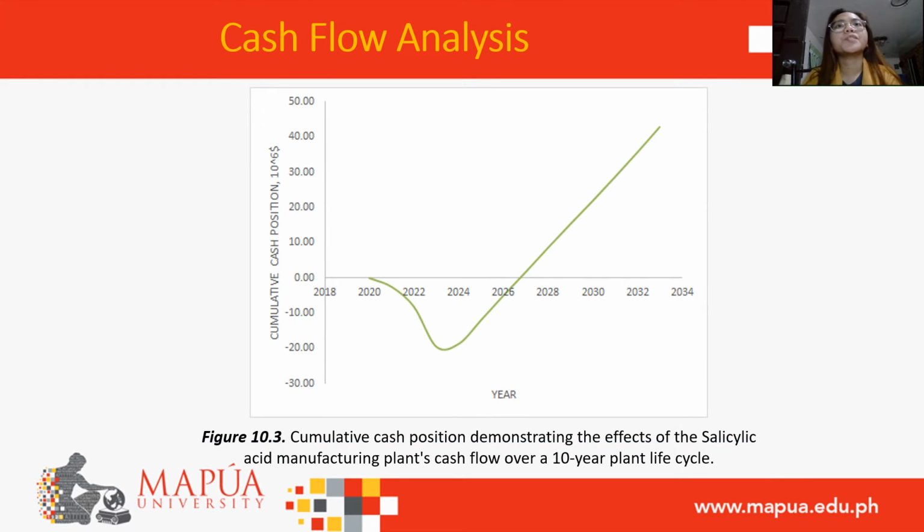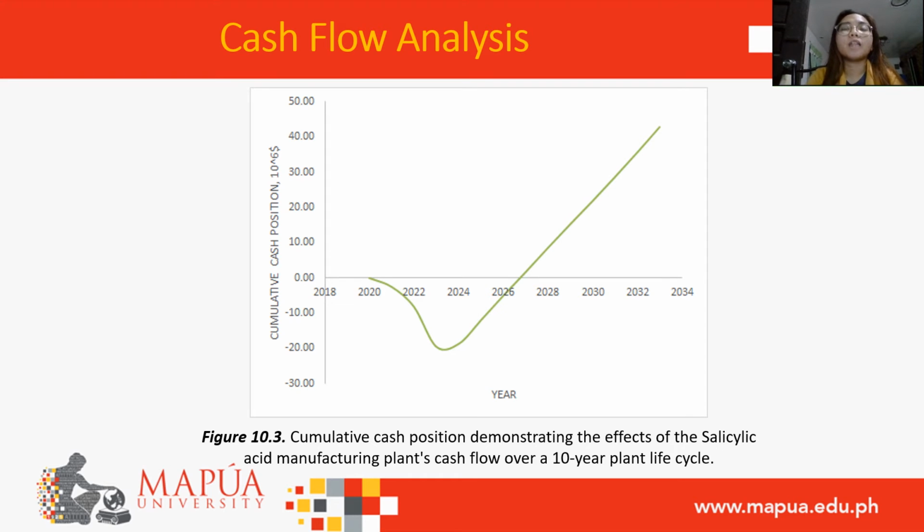On this slide, it is presented the cumulative cash position demonstrating the effects of the salicylic acid manufacturing plant's cash flow over a 10-year plant life cycle. This graph depicts the amount of money invested and accumulated by the manufacturing plant at a specific point in time. According to the projection, there is a positive net cash flow coming in from salicylic acid production and sales starting from the end of year 2026.